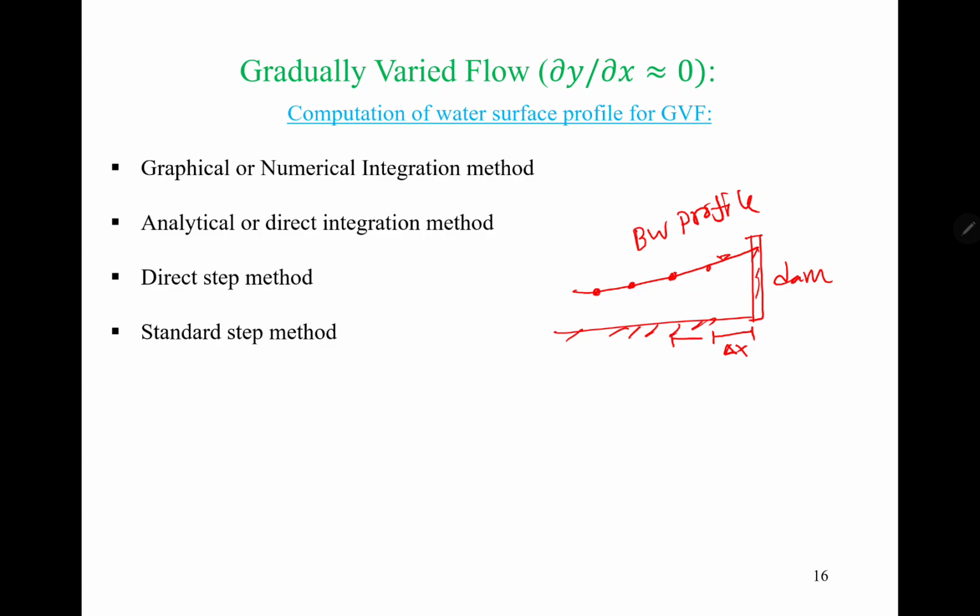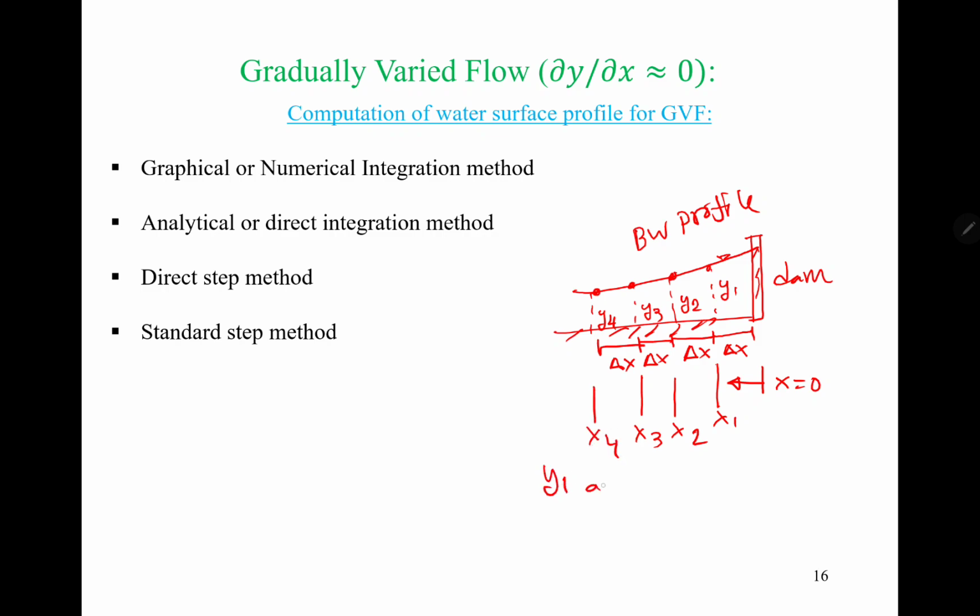this is the delta x, and at each one, maybe this one is y1, this one is y2, this one is y3, this one is y4. If you start x equals 0 from here, then here it's x1, x2, x3, x4. So finding y1 and x1, y2 and x2, basically finding the coordinates of these points, that is actually the water surface profile computation.